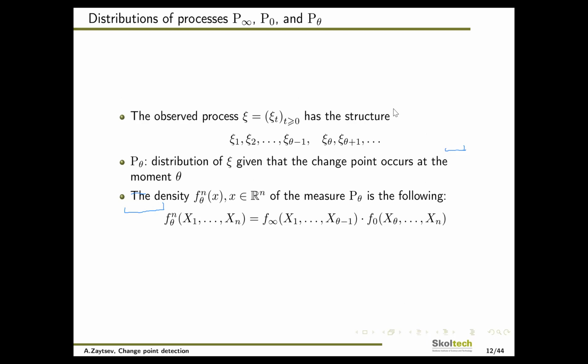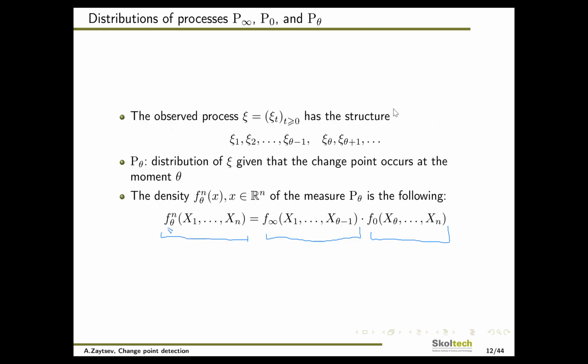And so we can say that if you know these distributions, know the densities, we can try to define a measure for our change point at time theta. In this way, we measure the joint density, given that the density is f infinity before the change point and another after it. And so in this case, we look at the product of these two sequences. And so we have the joint density for our distribution from x1 to xn, which defines the distribution with the change at the moment theta.